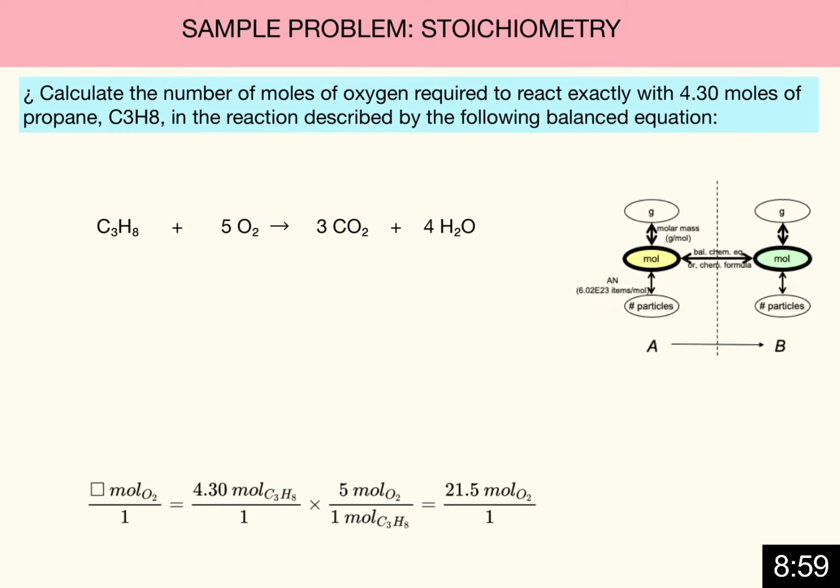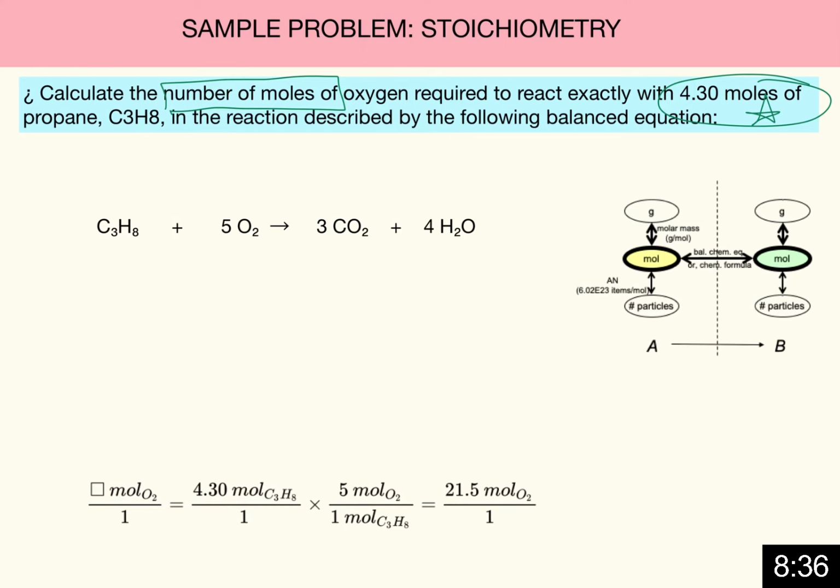Next problem: calculate the number of moles. I can already see what my box is going to be. It wants to know the number of moles of oxygen required to react exactly with 4.3 moles of propane. There's my star. It's giving me this data. According to the balanced chemical equation. Okay, it tells us it's a balanced chemical equation, so we know that.